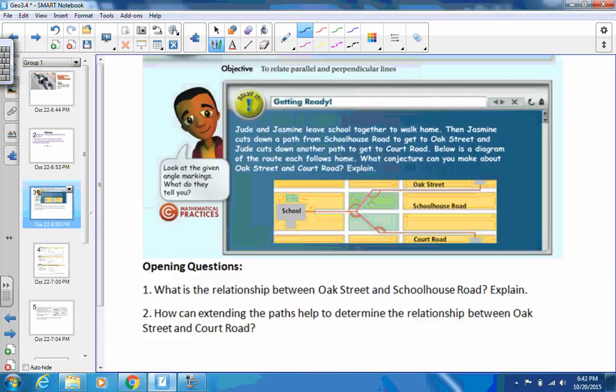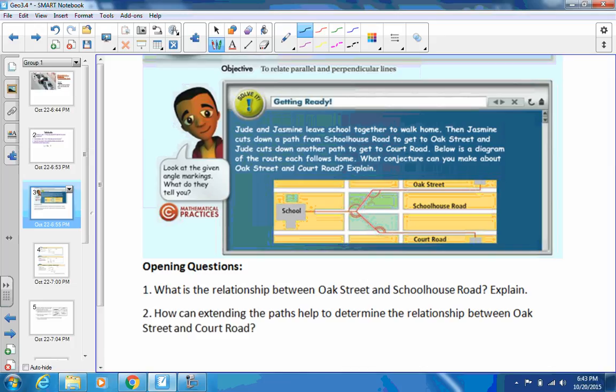But anyway, here's a little intro to what we're working on. A little situation here. It's in your notes. It says Jude and Jasmine leave school together to walk home. Then Jasmine cuts down a path from Schoolhouse Road to get to Oak Street, and Jude cuts down another path to get to Court Road. Below is a diagram of the route each follows home.